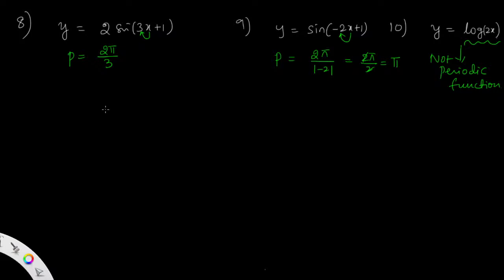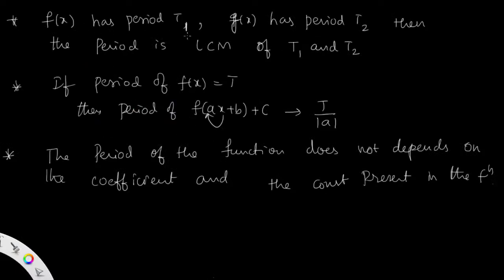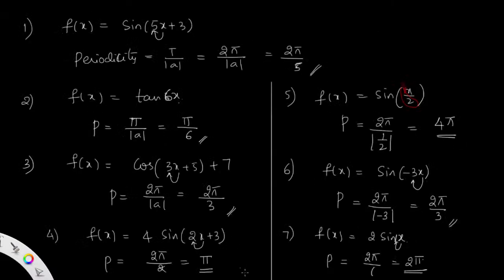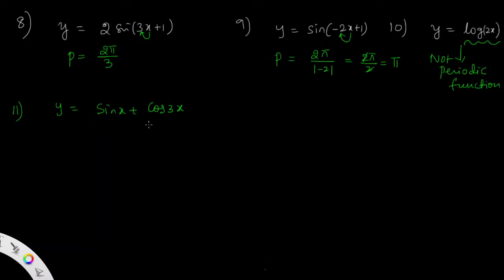Okay, next go to question number 11, y equal to sin x plus cos 3x. Just now we have learned, if the function f of x has period t1 and g of x has period t2, then the period of the combined function is the LCM of t1 and t2. So both the functions are there here, and you take the LCM of their periods.